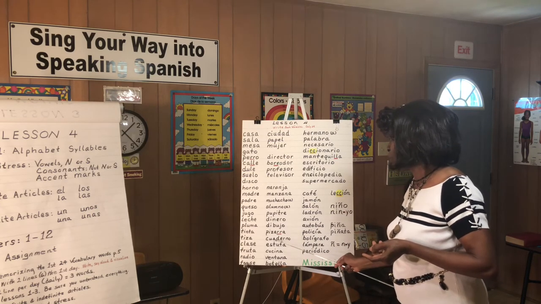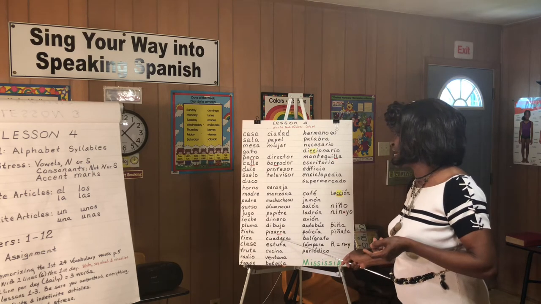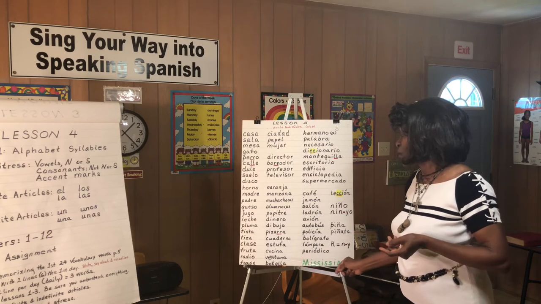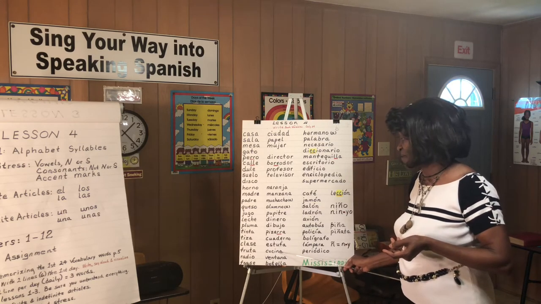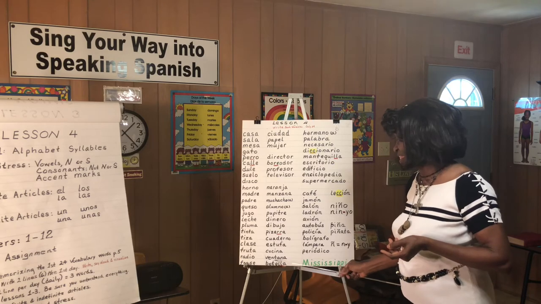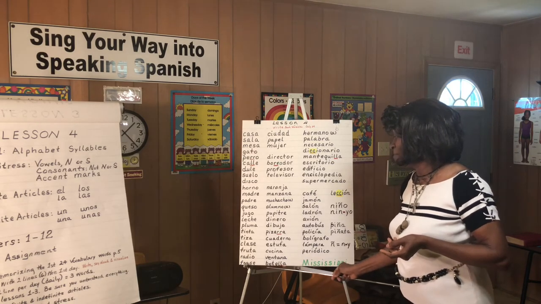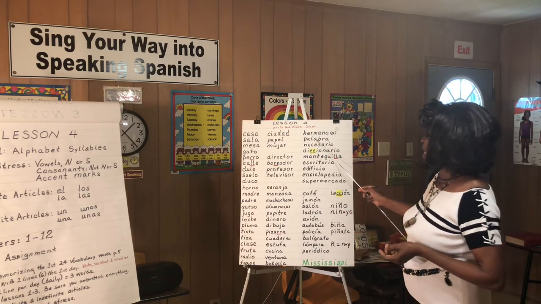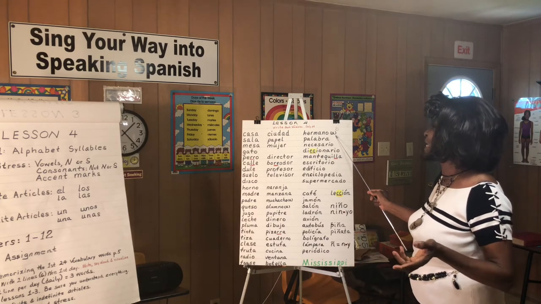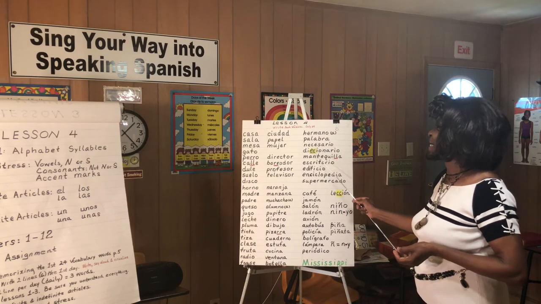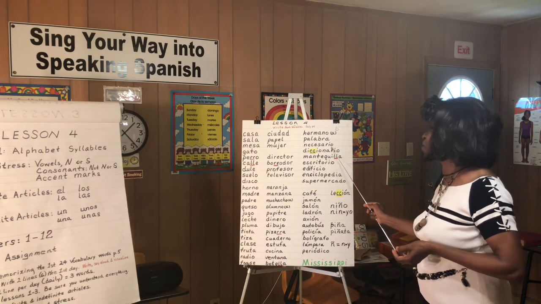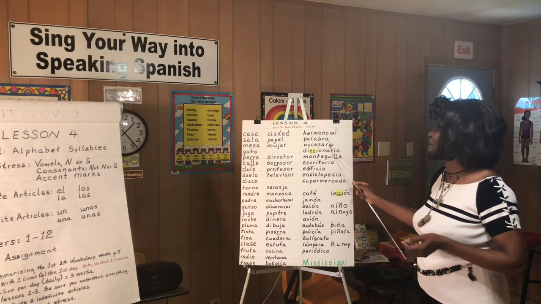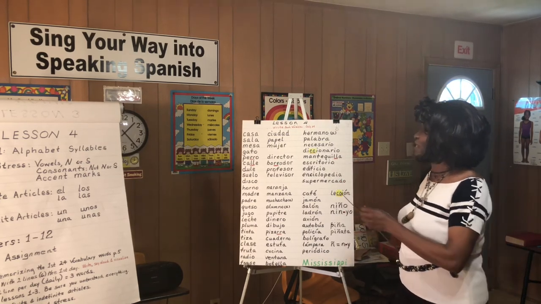Pizarra, cuaderno, estufa, cocina, cena, ventana, botella. Okay. Hermano o hermana, palabra, necesario. Now, we talked about diphthongs because U and I are weak vowels.